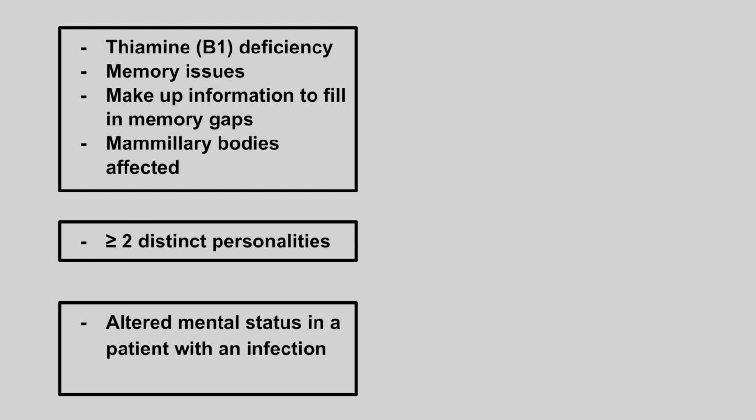Now we have a patient with a thiamine, which is a vitamin B1 deficiency, and memory issues. The patient makes up information to fill in memory gaps, and the mammillary bodies are affected. This is Korsakoff syndrome, and this often affects people who drink a lot of alcohol.